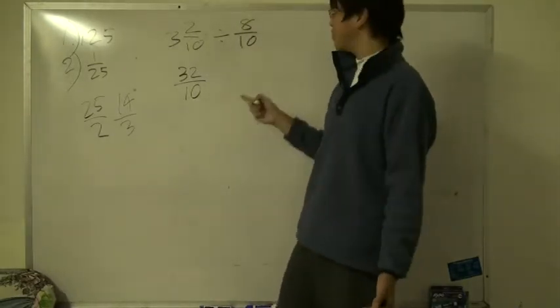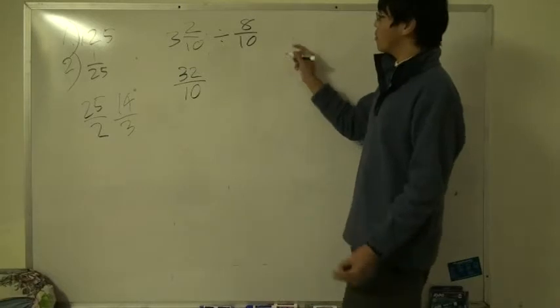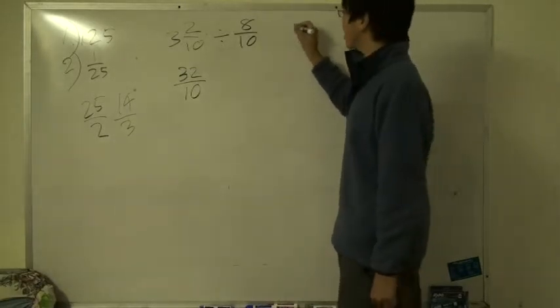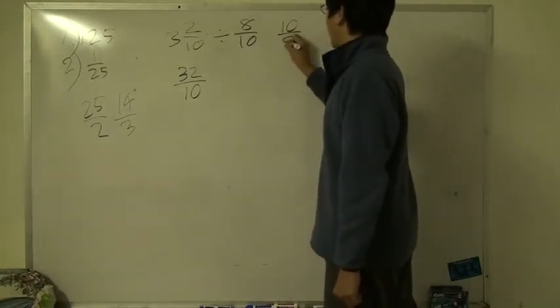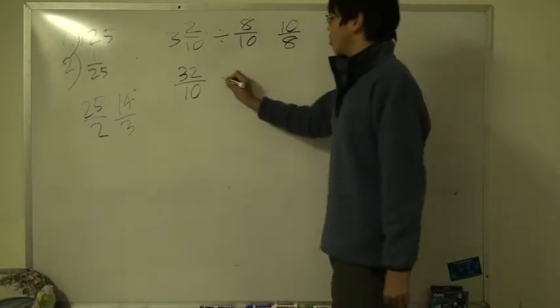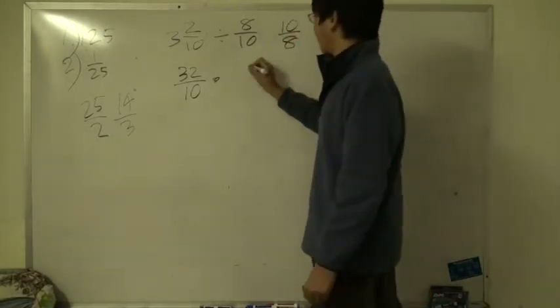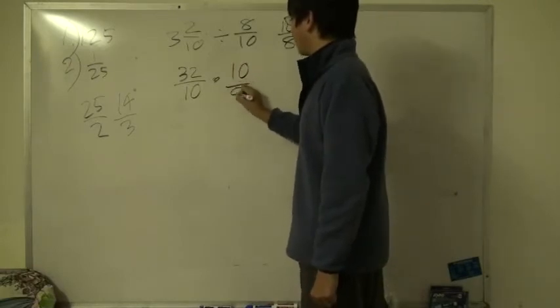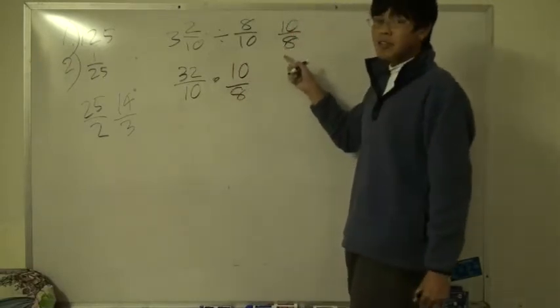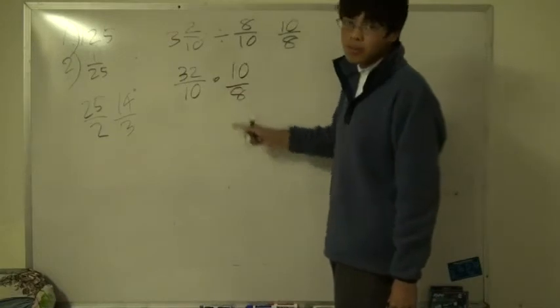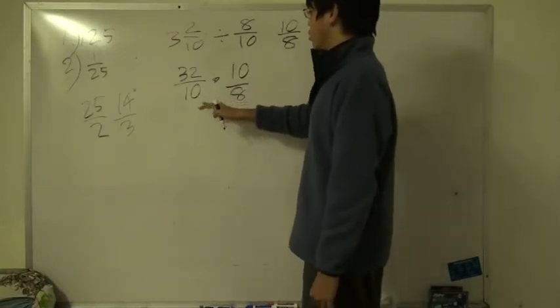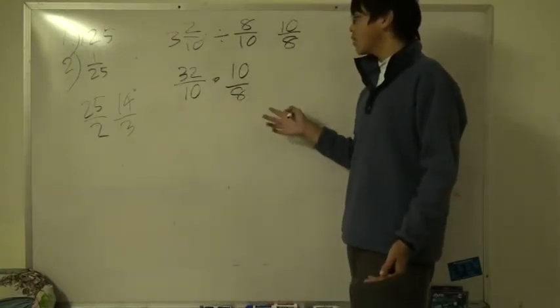And we have to do the reciprocal. The reciprocal is basically these two numbers switched over. So the reciprocal of 8 over 10 would be 10 over 8. So it'll be times, the dot symbol for times, 10 over 8. Right after you do the reciprocal, you must multiply. So now we have 32 over 10 times 10 over 8.